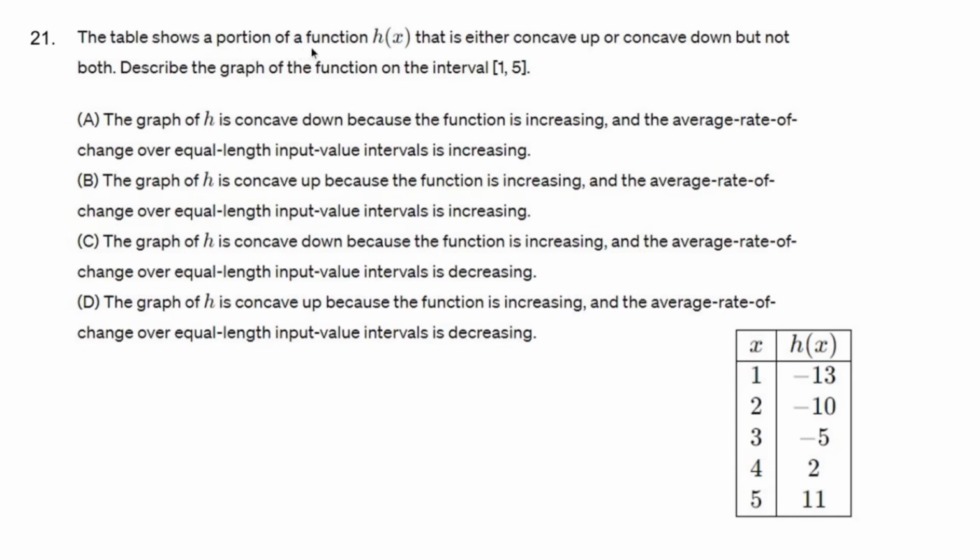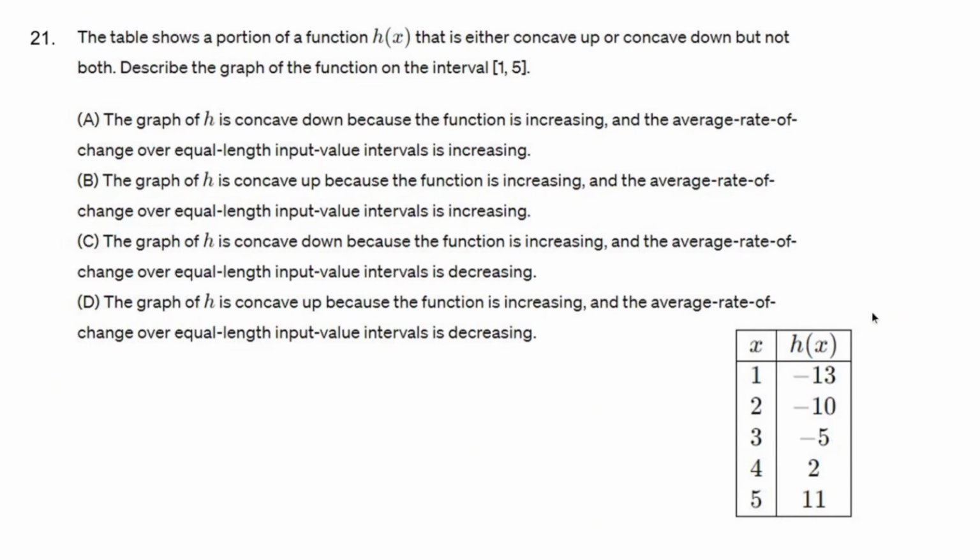A table shows a portion of function h of x that is either concave up or concave down, but not both. Describe the graph of the function on the interval 1 to 5. So here we go. We have our graph between 1 to 5. And it's telling us that it's going to be concave up or concave down.